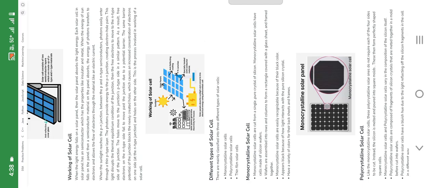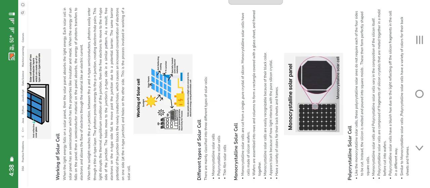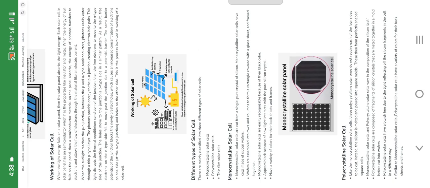As a result, free electrons on the n-type fail to move past the junction due to the potential barrier. The same barrier potential of the junction blocks the newly created holes, which causes an increased concentration of electrons on one side of the p-n junction and holes on the other side. This is the process involved in the working of the solar cell.